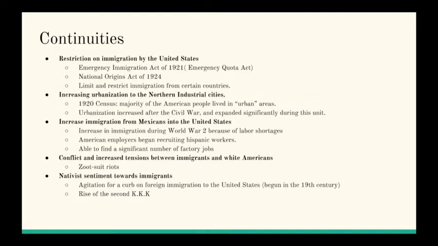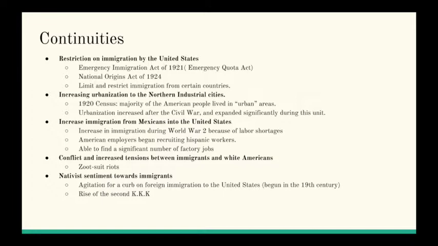One continuity is the restrictiveness of immigration by the United States. The Emergency Immigration Act, also known as the Emergency Quota Act of 1921, and the National Origins Act of 1924, limited international immigration significantly. These two immigration policies severely reduced the number of immigrants admitted into the United States.